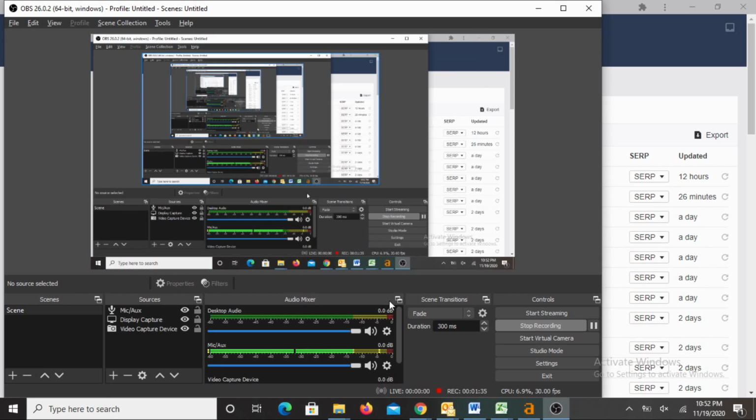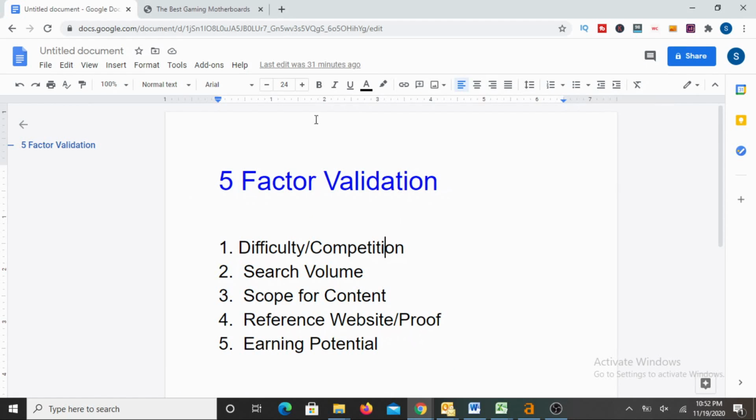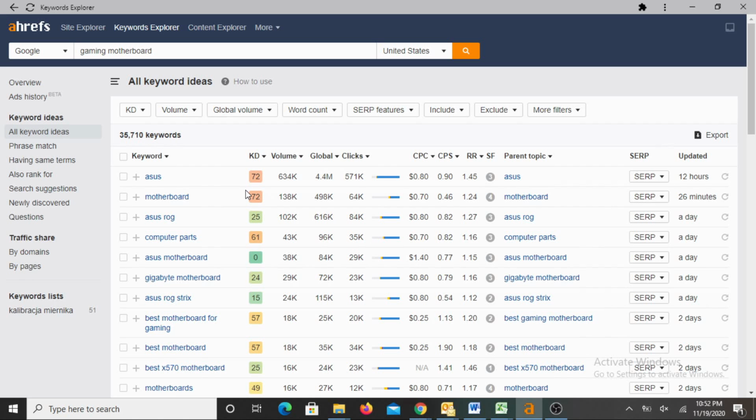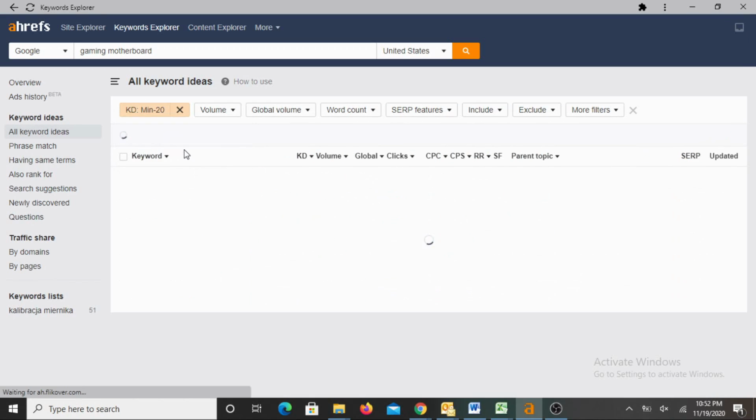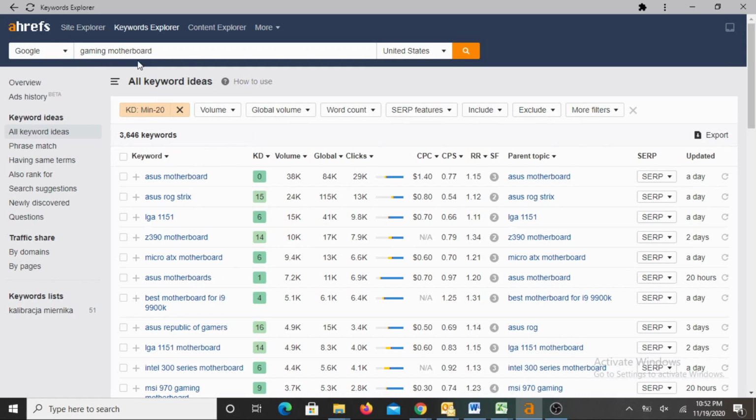Let's apply our 5-factor validation, typically the way we do for any other micro niche. The first validation is difficulty or competition. We want to verify if there are enough keywords with low difficulty or low competition. You can see a label, something called KD here. KD stands for keyword difficulty. Lesser is always better. For the newbie, I always suggest going with keyword difficulty less than 20. Apply this particular filter and check how many keywords appear for this particular micro niche.